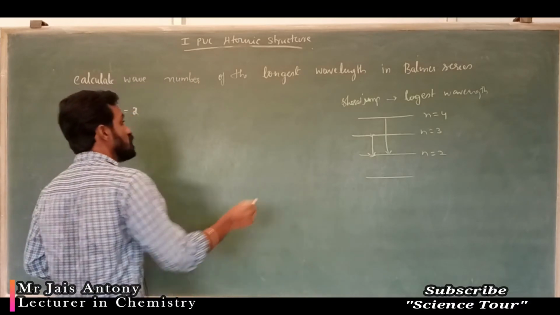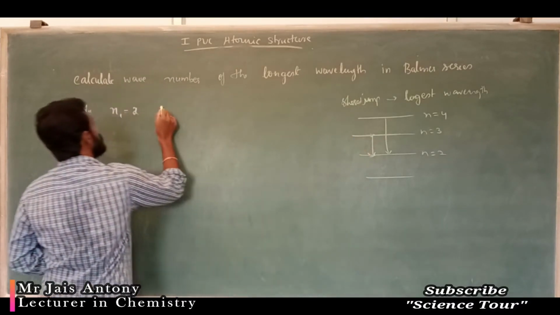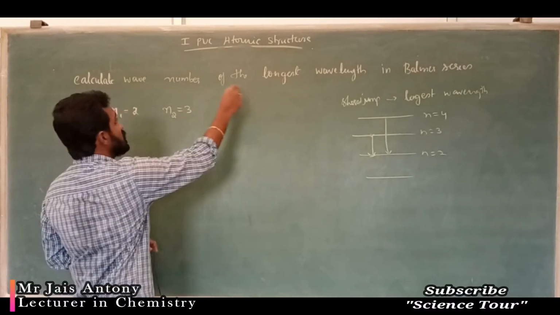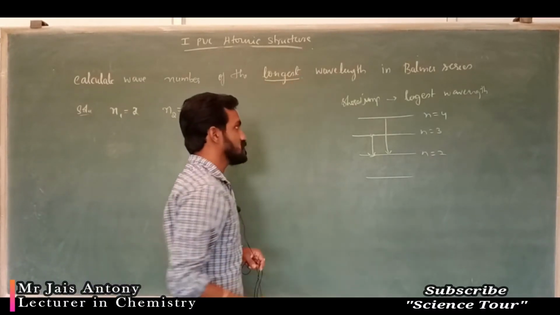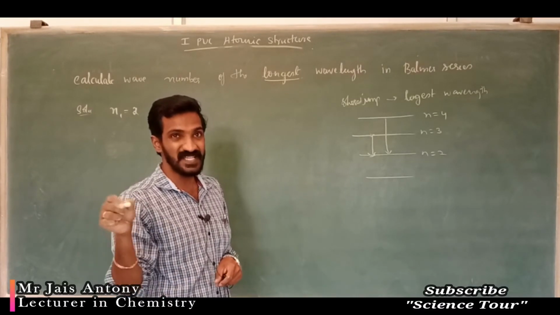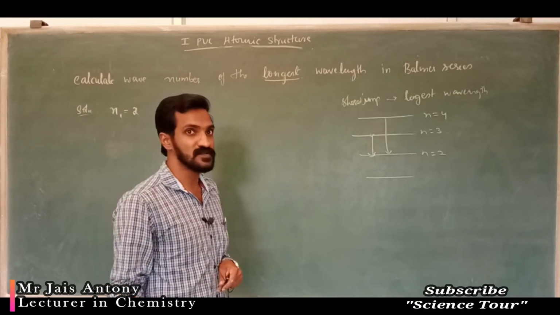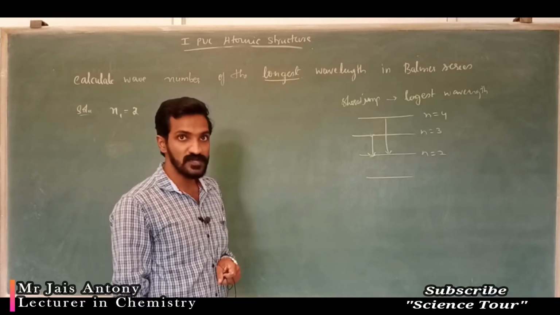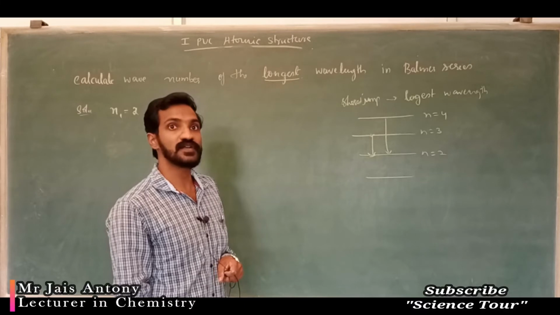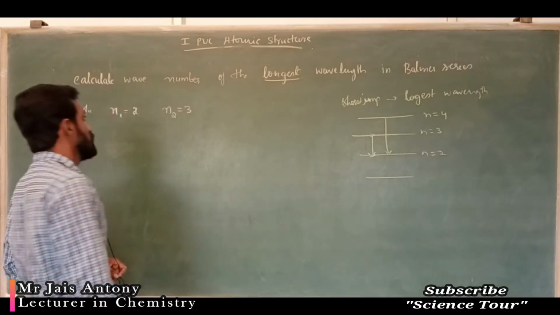So here n2 is not given, but you should consider it as 3, because you should get the longest wavelength. Longest wavelength means shortest jump. Remember, shortest jump gives longest wavelength. Okay, n2 is equal to 3.